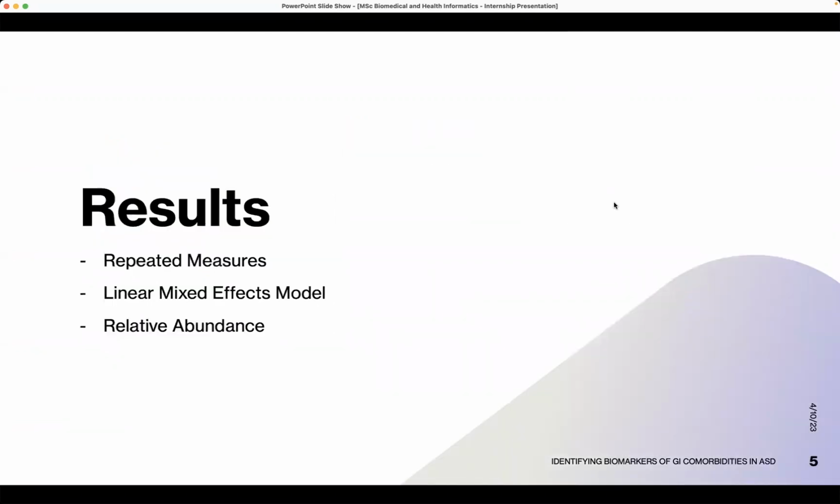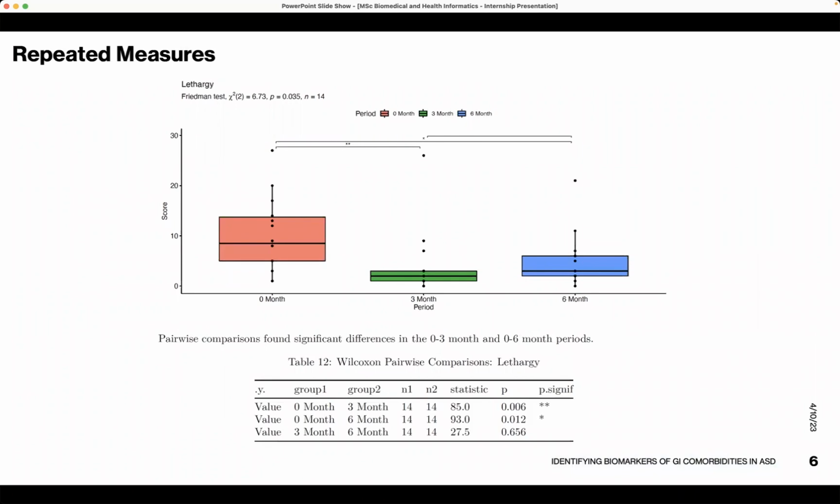Next, I'd like to share with you guys some of the results using the repeated measures, linear mixed effects models, and relative abundance. So we can see here the repeated measures. In this example, we were looking at the lethargy score within the sample set, and we did see a significant difference between baseline and 3 months, and baseline and 6 months after entry into the Center for Discovery's program.